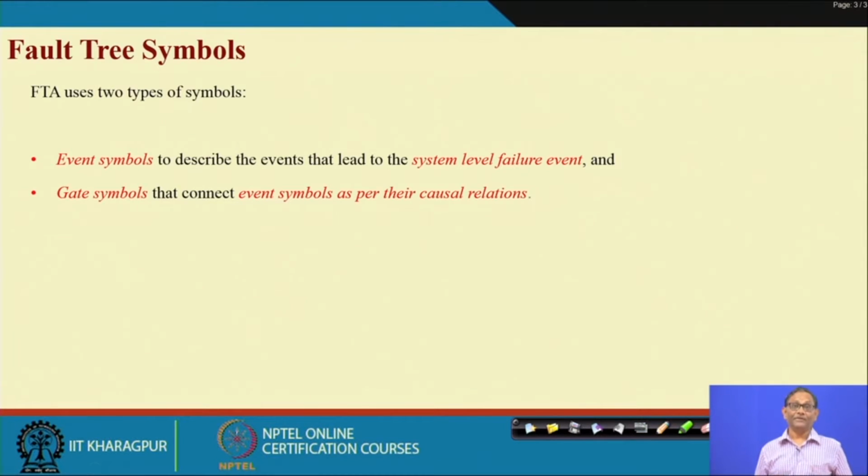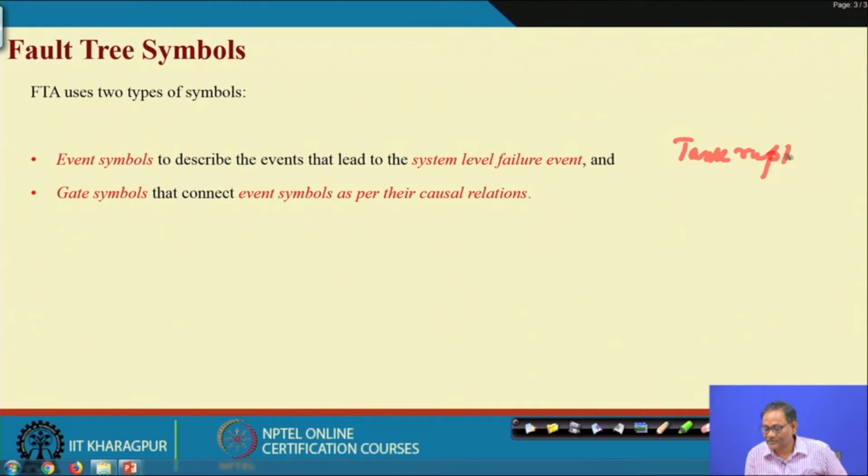So, this time you have heard of event symbols and gate symbols. The event symbols describe the events that lead to the system level failure, and gate symbols connect the event symbols as per their causal relations. Let me repeat once more. Event symbols describe the events that lead to system level failure. System level failure is the top event, and with reference to the pressure tank, we have seen that tank rupture is the system level failure.